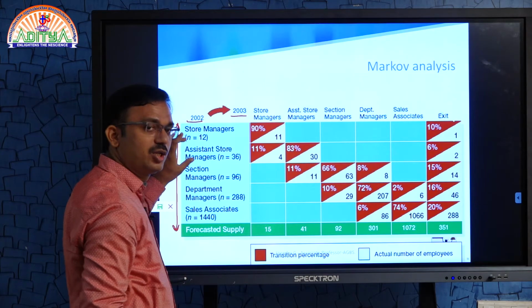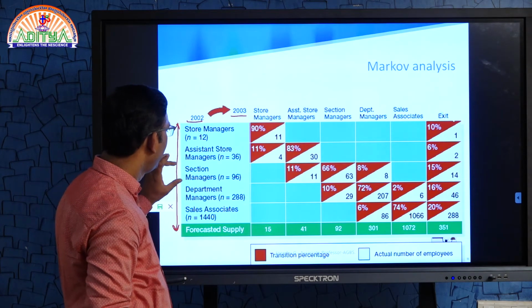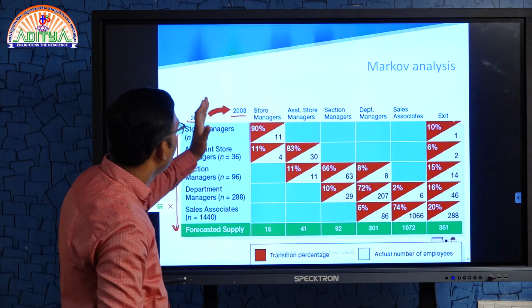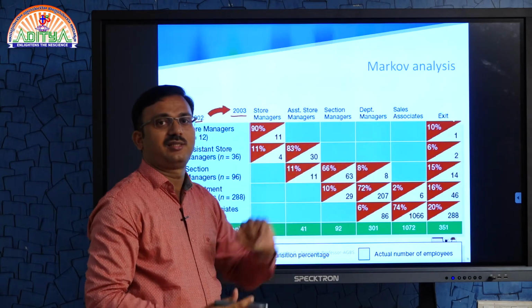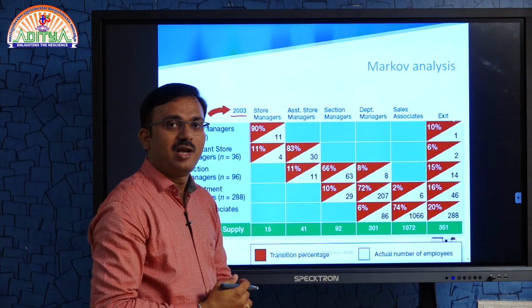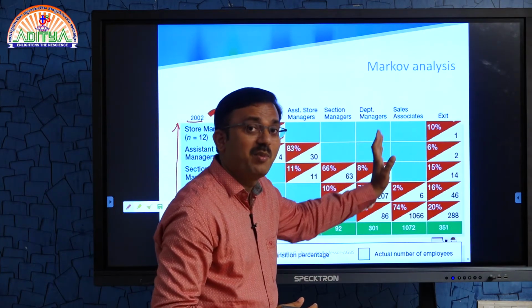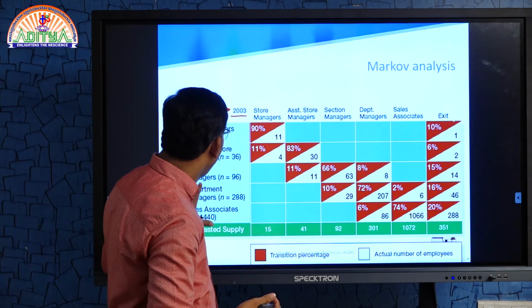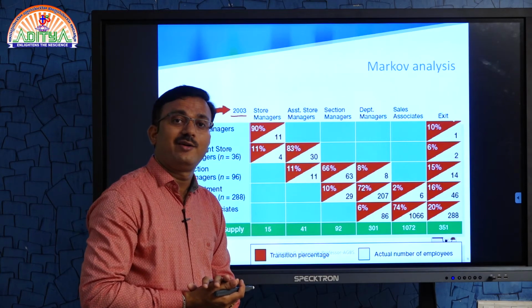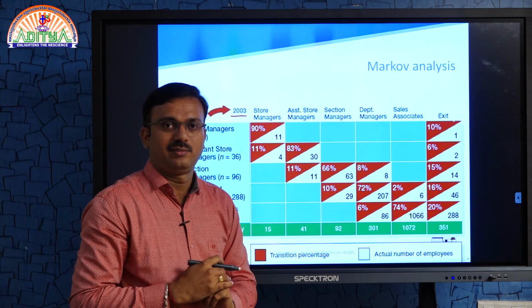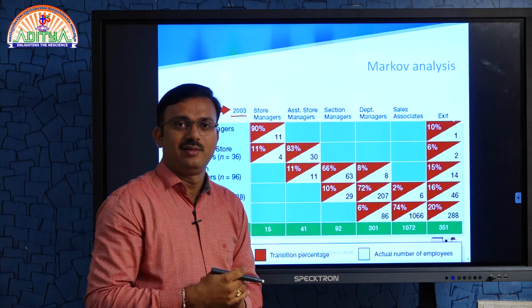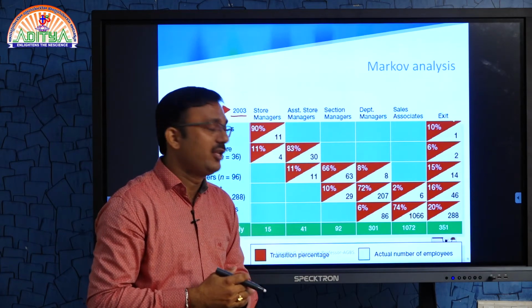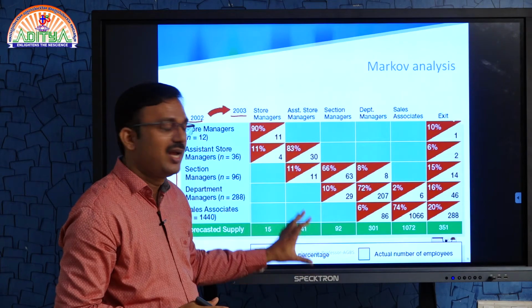The store managers 12 people, assistant store managers 36, section managers 96, and likewise the number of designations we have mentioned. And in 2003, what are the various changes that are going to happen in our organization that we have seen, the number of people who are leaving that we are estimating here, and sometimes different levels of people we are going to promote. Like internal people, we are going to take them for promotion, like succession planning. Existing people only we are going to recruit for a higher level. Those are all conditions we have taken into consideration and we calculate.